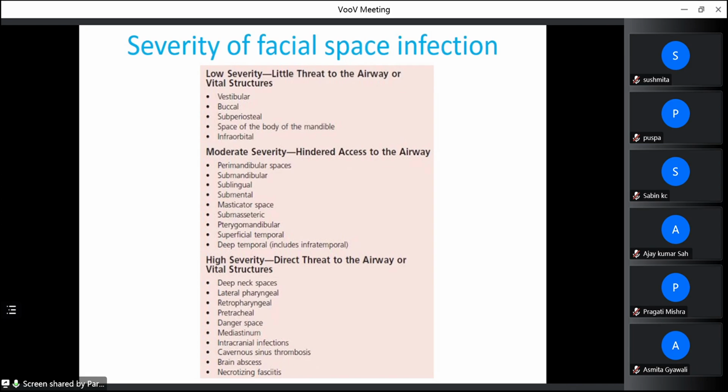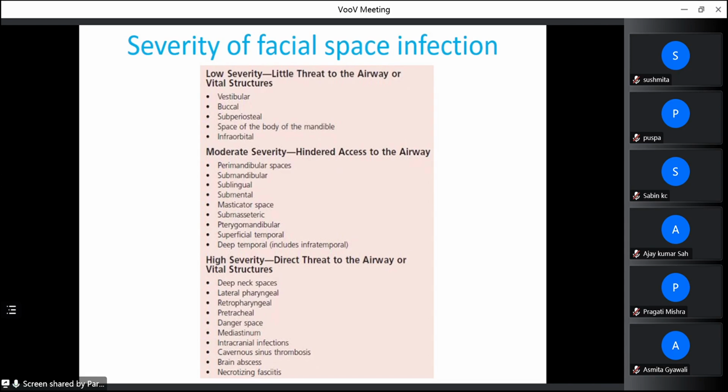In moderate severity, there is hindered access to the airway, as in perimandibular space infections: submandibular, sublingual, and submental, all three of which lead to Ludwig's angina. The masticator space infection, submasseteric, pterygomandibular, superficial temporal, and deep temporal spaces may cause some complications, so you have to manage accordingly. Whenever there is cellulitis or pus formation, you have to do incision and drainage and start antibiotics. In case of space infection, it's always better to give IV antibiotics rather than oral.